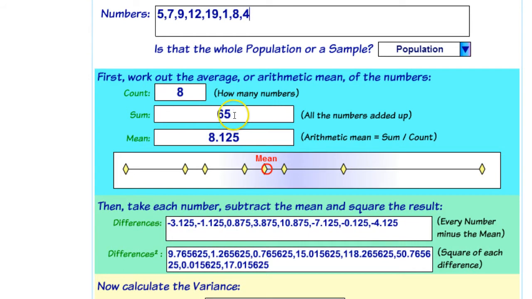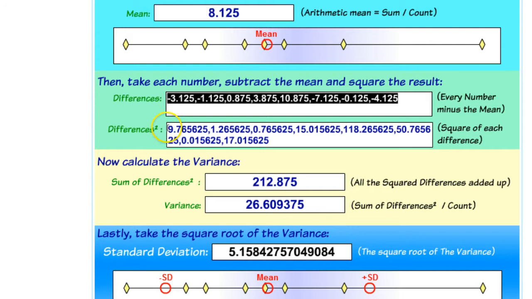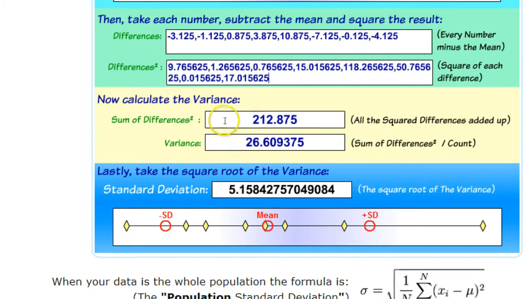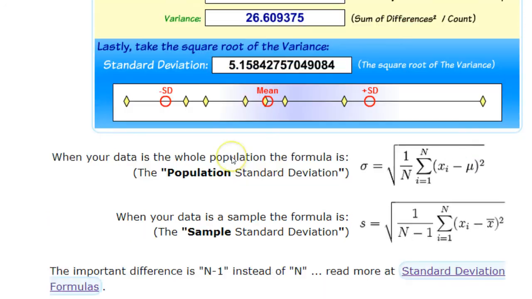So there's 8 numbers. The sum is 85. We divide by 8, and we get 8.125. As you can see, the mean is pretty much balancing it out, except there are some big numbers over here. Then we take each number and subtract the mean. So here are the subtractions, and here they are squared. We add them all up, and we divide by 8. Then we take the square root of that and we get the standard deviation. As you can see, about 6 of the numbers were within the standard deviation and 2 of them are not.